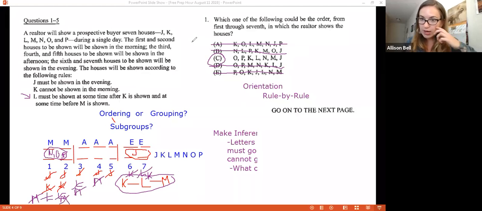If you have done this process, the nice thing about it is you actually don't even need to verify answer choice C, because it's definitely going to be the correct one if you use the rule by rule elimination approach. All right, let me pause there. Any questions about question number 1 there?